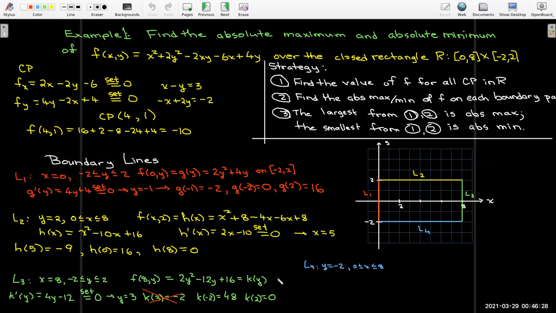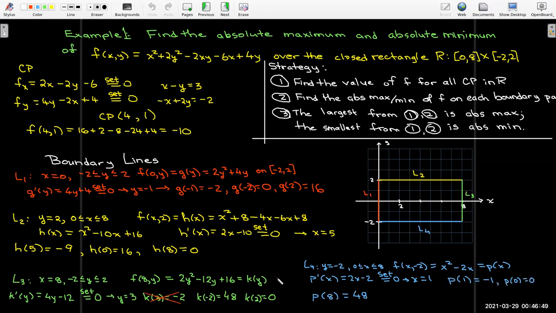X ranges from 0 to 8. So if I replace y with -2, I get the function x squared minus 2x, a function of only one variable, and I call that p of x. So I find its critical number, x equals 1, and then find the values of p at 1 and at the endpoints. So again, p of 0 should be the same as g of -2, and they're the same.